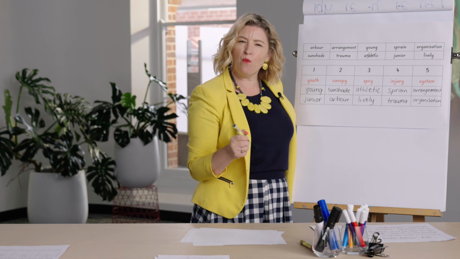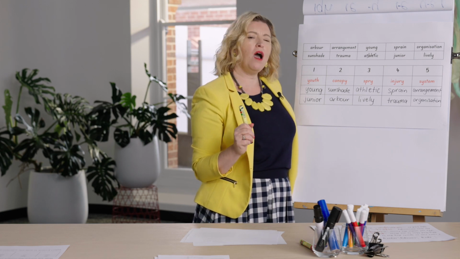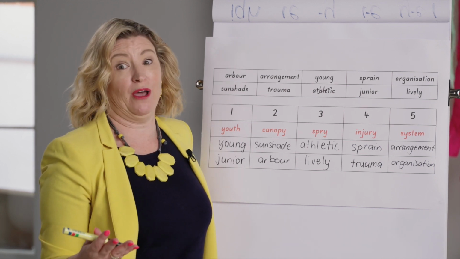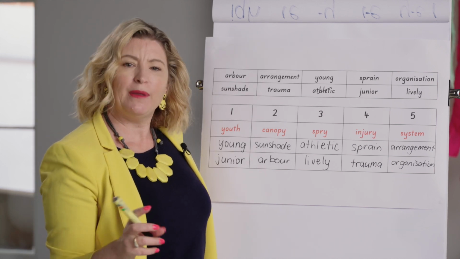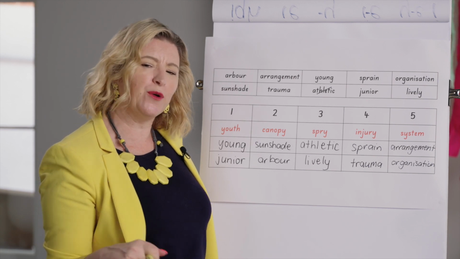How did you go? It was pretty tricky. So, I reckon if you got at least 6 of them right, you were doing really, really well. If you got all of them right, you are a superstar. You know your words. Let's see how you went, because there were a couple that we put in there to maybe trick you a little bit.